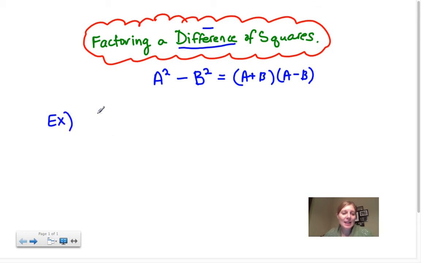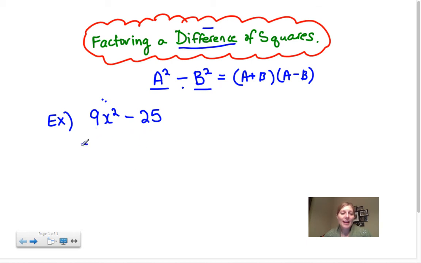First of all, let's say I was given 9x squared minus 25. I have two terms, so I can't do simple trinomial, I can't do complex trinomial. It's not a perfect square trinomial, it's no trinomial at all. So what I want to look for next is, is it a perfect square, or is it a difference of squares? Is the first term a perfect square? 9 is a perfect square. Is the last term a perfect square? Yes, 25 is a perfect square. Is the middle sign negative? Yes. And so now this fits my pattern of a perfect square subtracting another perfect square.